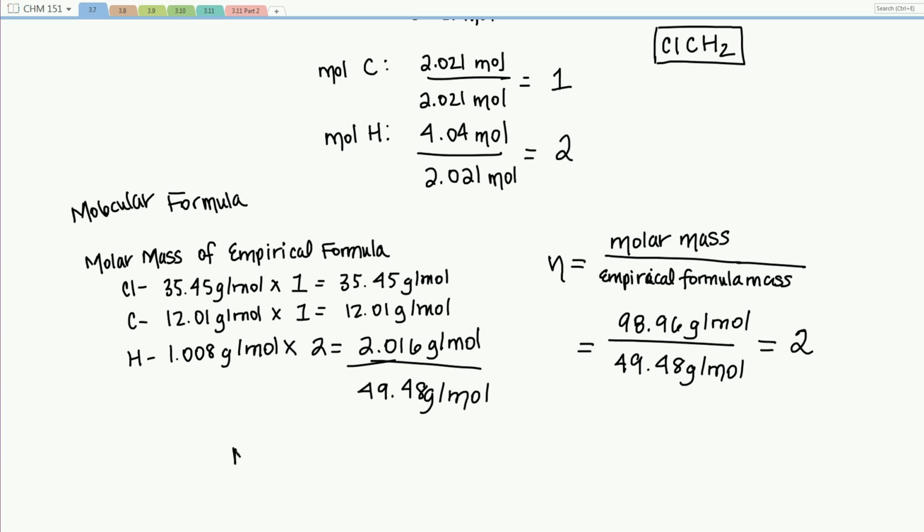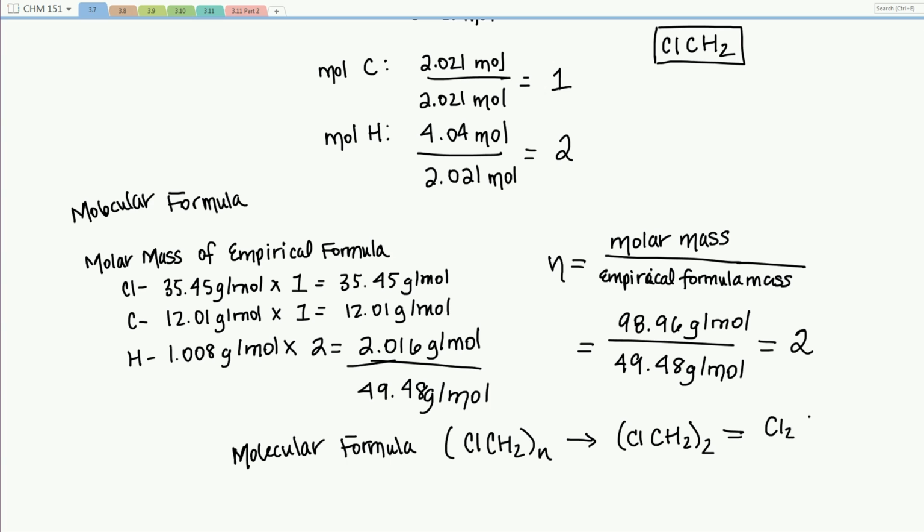So now our molecular formula, remember, is equal to the empirical formula, so ClCH2, times the integer n, and our integer n we just calculated is 2, so our molecular formula is Cl2C2H4.